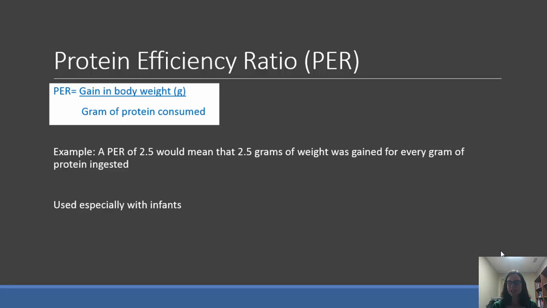Okay, then we have our protein efficiency ratio, which basically measures how well a given protein supports weight gain divided by the quantity of the protein consumed. And this is used particularly with infants. So how much weight was gained for every gram of protein ingested.